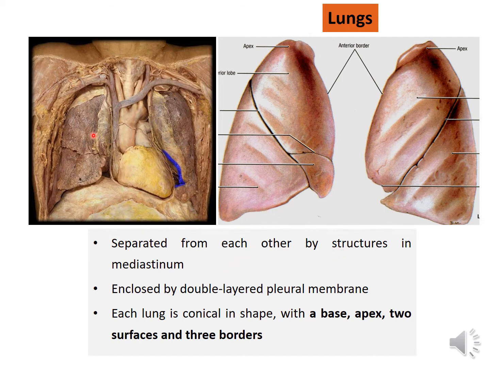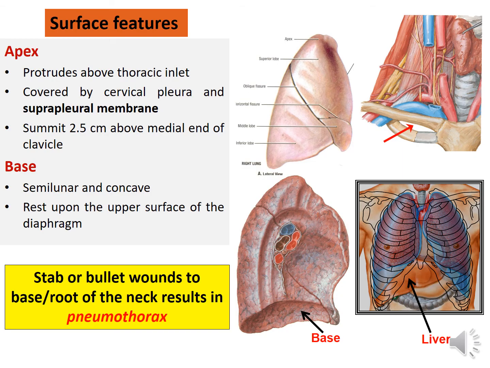So here we talk about the lungs. You can see in the picture the positioning of the two lungs, which are situated in the thoracic cavity, and they are separated by the mediastinal structures. So here you can see the right lung, and here you can see the left lung. Each lung is conical in shape. As you know, any conical shaped structure presents an apex, a base, and it presents two surfaces and three borders. We will see the surfaces and borders in the coming slide. We discuss each surface feature of the lung in detail.